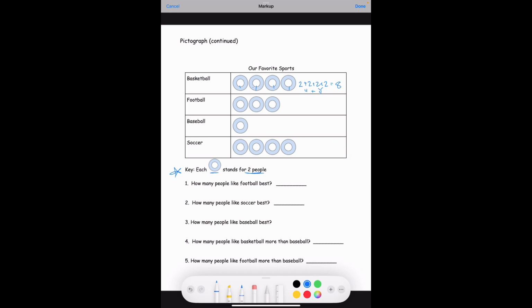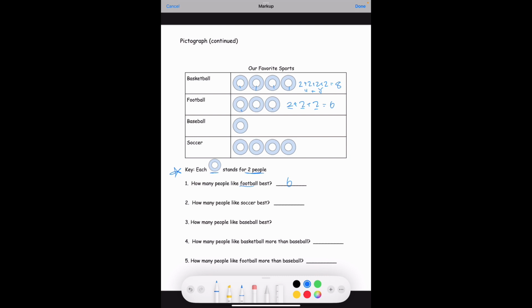Okay, that was just an example, and let's look at number 1. How many people like football best? So let's look at football. So there's 3 rings, and each one stands for 2 people, so let's do 2 plus 2 plus 2, 3 times. And 2 plus 2 plus 2 equals 6. So 6 people like football best.